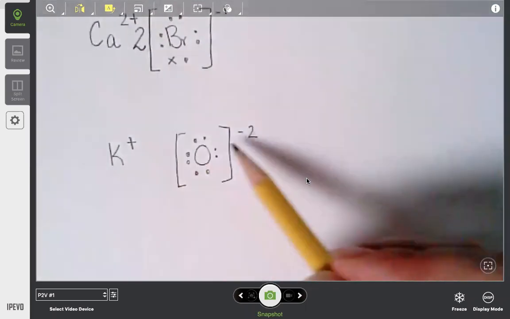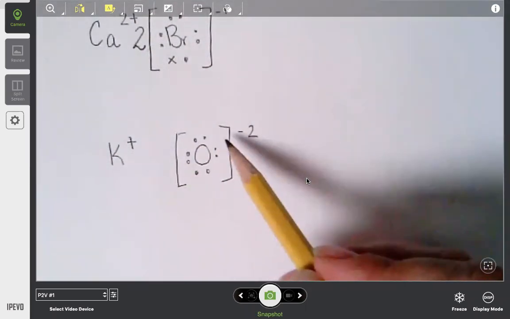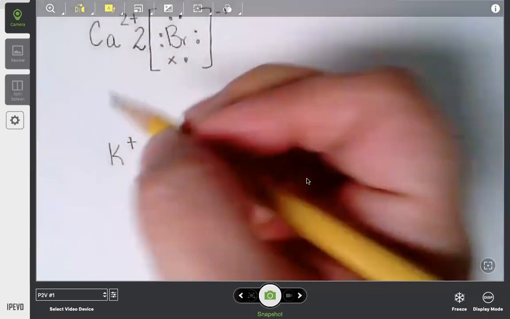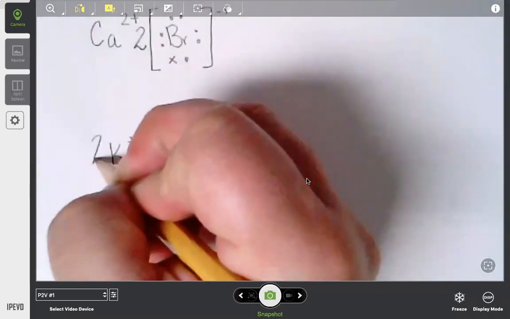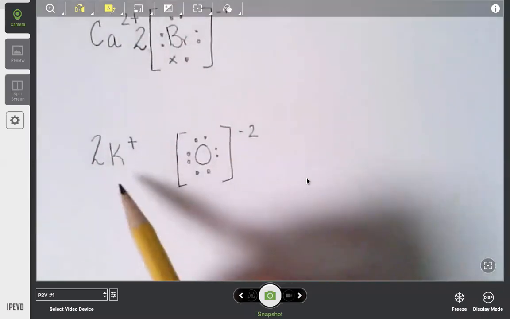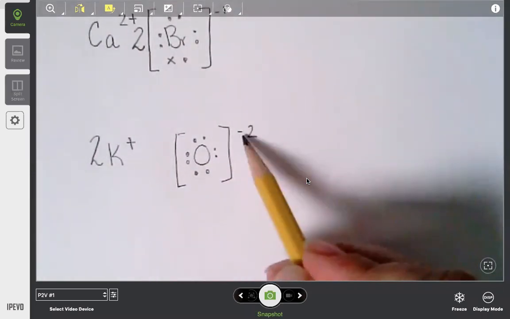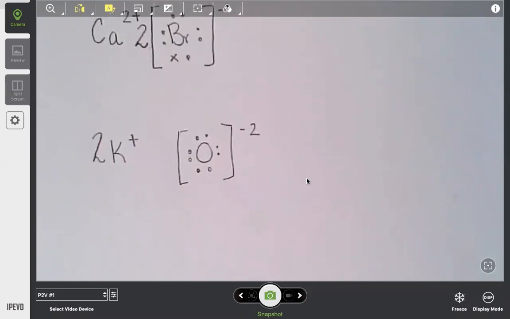Obviously, electrically, it's not balanced here. I have 2 negatives and only 1 positive. So I'm going to have 2 positive potassiums. So that's 2 positives and a negative. And now I have my formula.